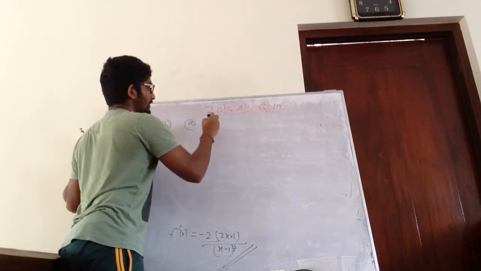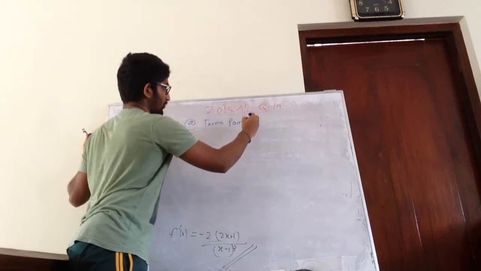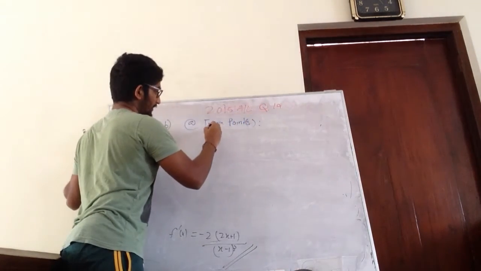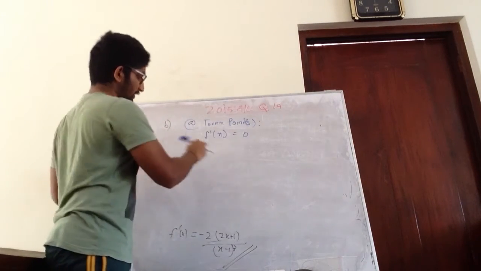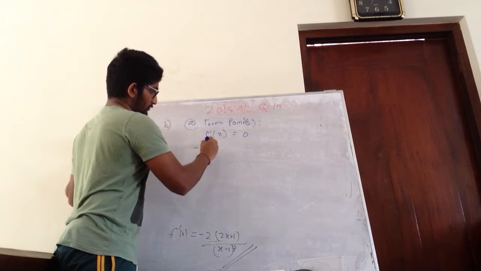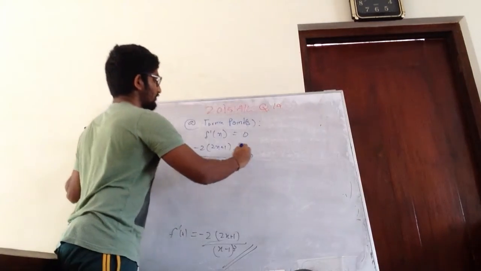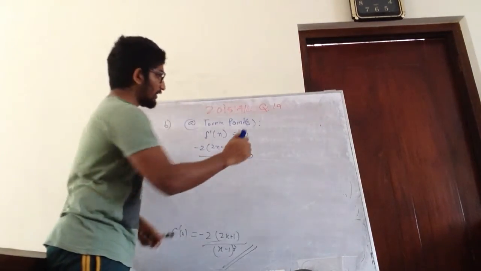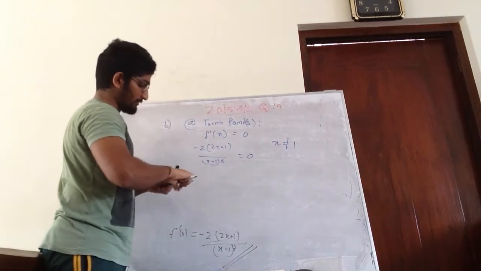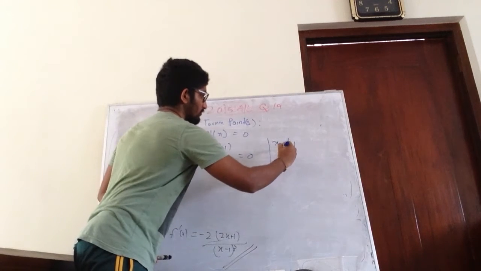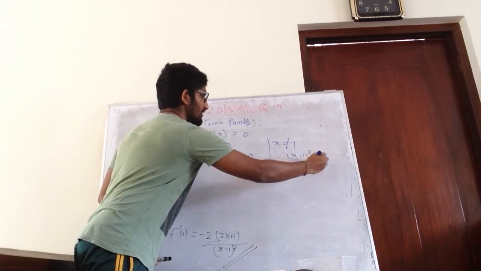At the turning point, f dash x is 0. Right, so this is the theory. So we get minus 2x plus 1, x minus 1 cubed is equal to 0. We know that x is not equal to 1, so therefore x minus 1 cubed is not 0.